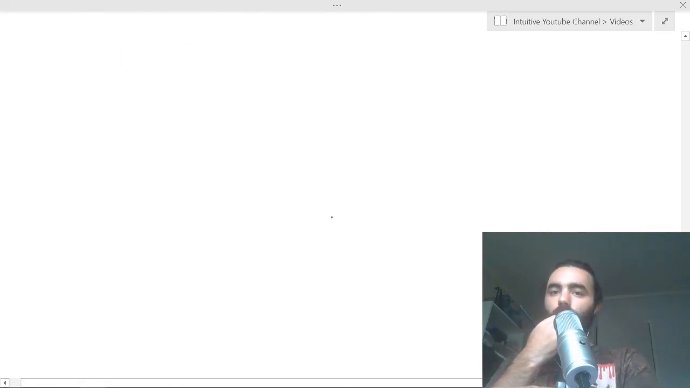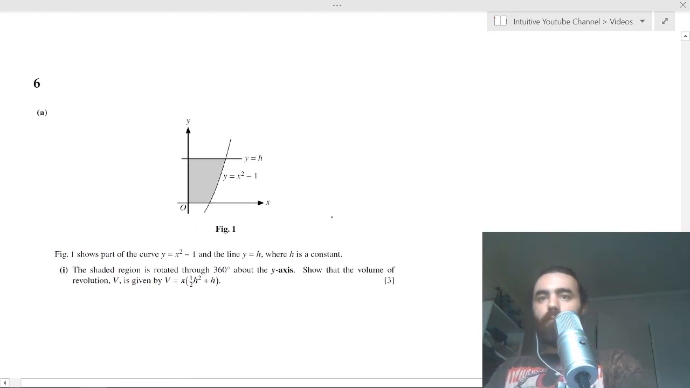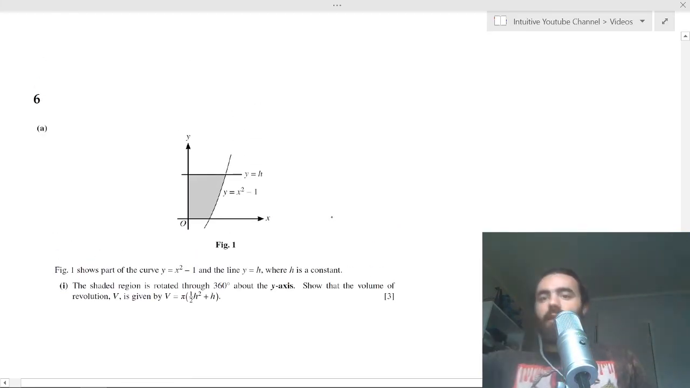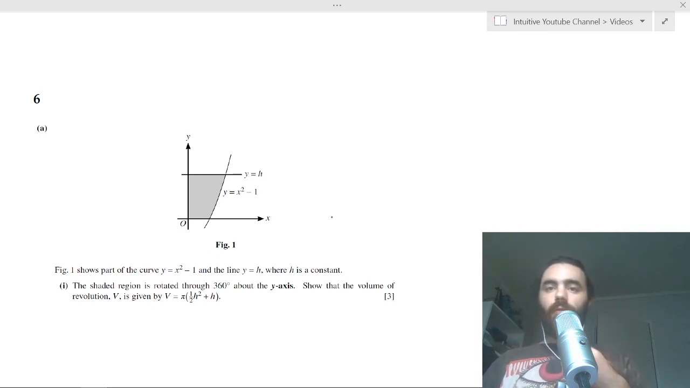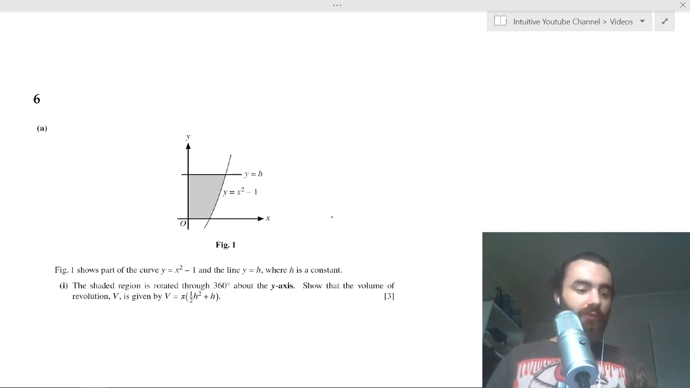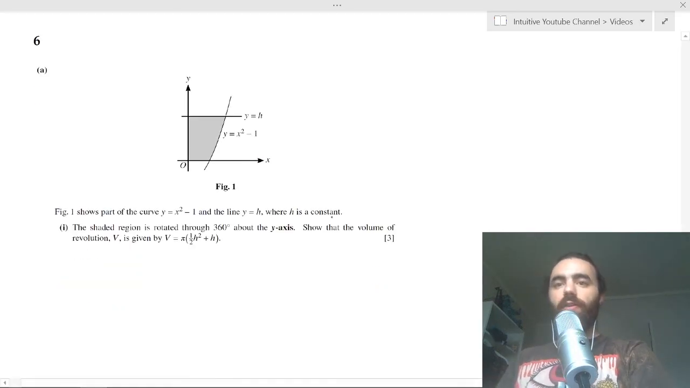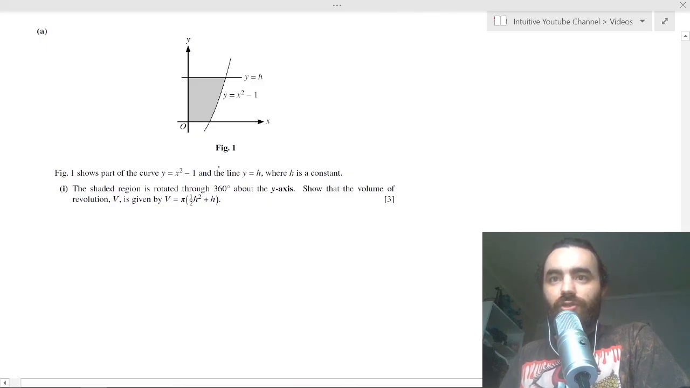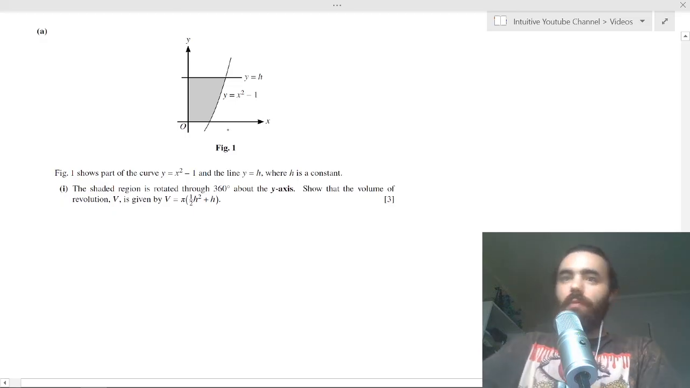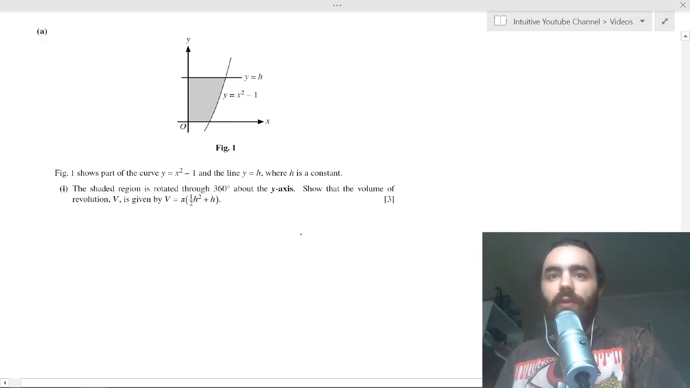And then we'll do one more. This time, this one is rotated around the y-axis. So we'll do one more volume one, and then we've done 2 for each category. So lots of examples, 6 different examples here for integration. For this diagram, when it's rotated about the y-axis, we have to show that the volume is this.